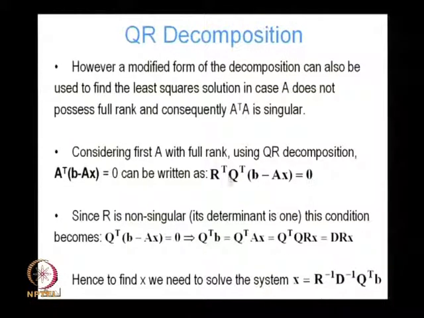So, this equation effectively becomes Q transpose (b minus Ax), because R is always invertible. So, Q transpose (b minus Ax) is equal to 0, which implies Q transpose b is equal to Q transpose Ax, or Q transpose Ax is again equal to Q transpose QRx using the QR decomposition. Q transpose Q is equal to the diagonal matrix D. So, Q transpose b is equal to DRx. Hence, to find x, we have to invert this product DR, and we get x is equal to R inverse D inverse Q transpose b.